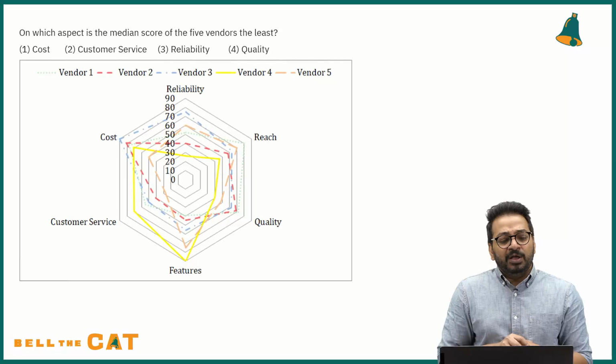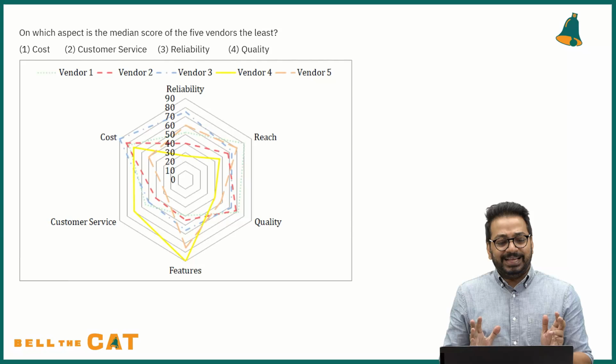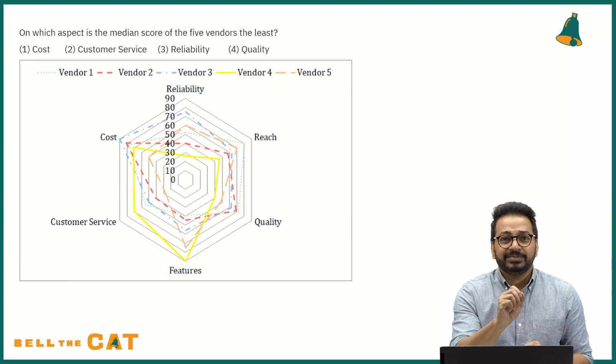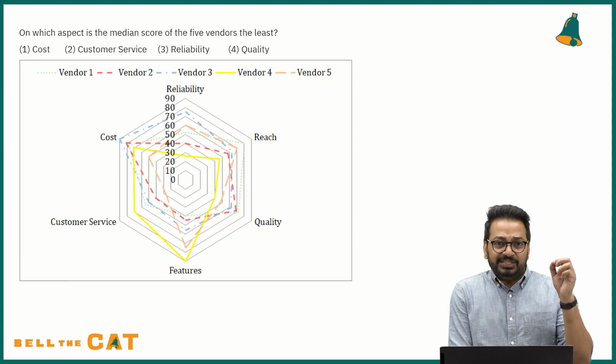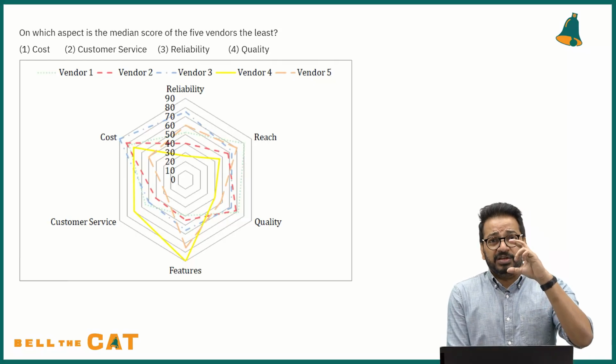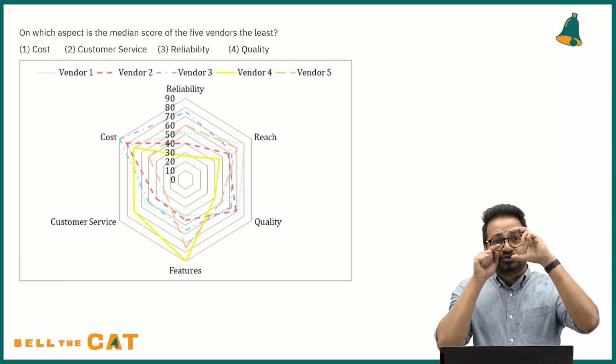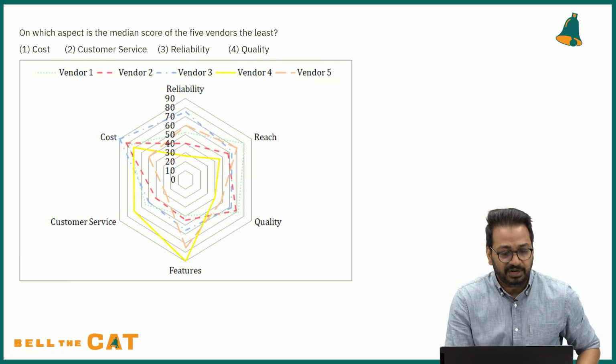Now they're saying, on which aspect is the median score of the 5 vendors the least? Out of 6 aspects, they've only given you 3 aspects. And on which aspect is the median score the least? Median score is the middle value, right? So I'm looking at the 5 values and have to figure out exactly where the middle value is.